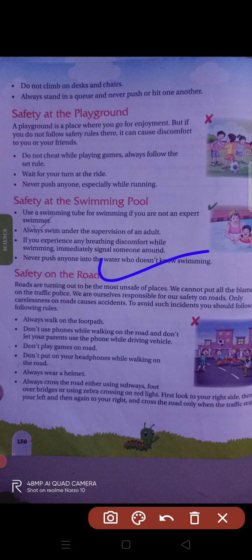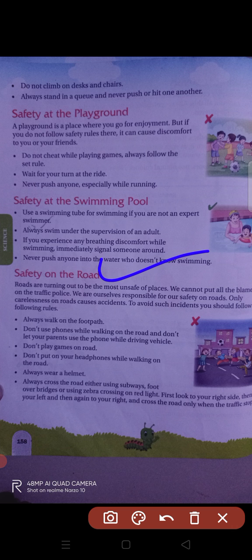See here, these roads are very dangerous, because if we do not follow the safety rules or the traffic rules, that will be very dangerous for us, right? The mistake will not always be the traffic police's, it will be ours also, because we have not followed the traffic rules, right? To avoid such incidents, you should follow some safety rules. Then what are they?